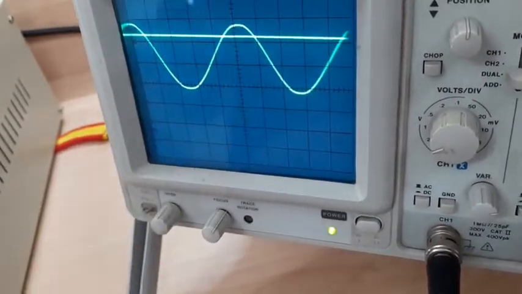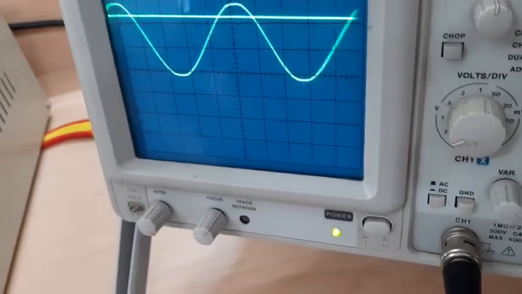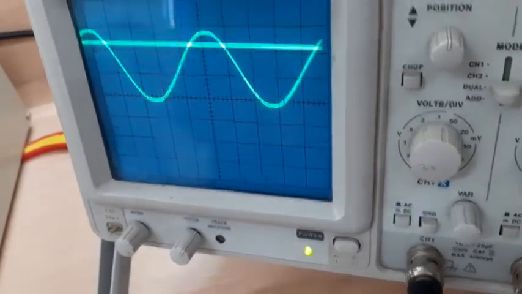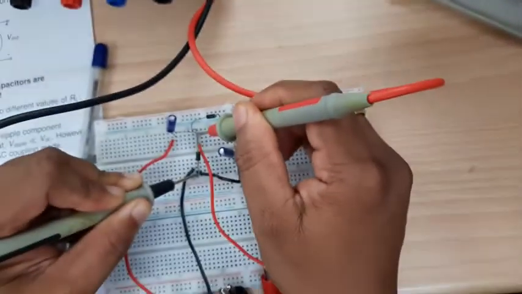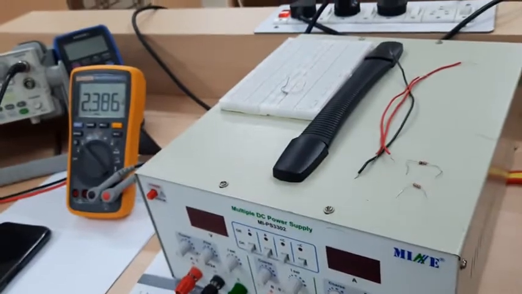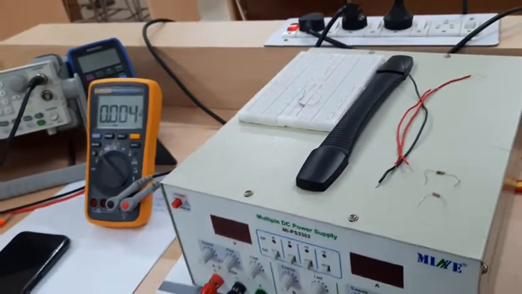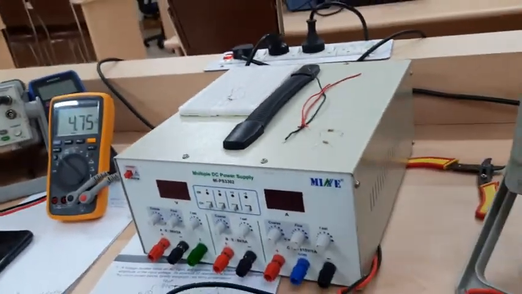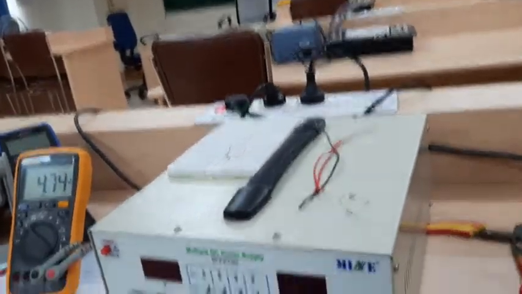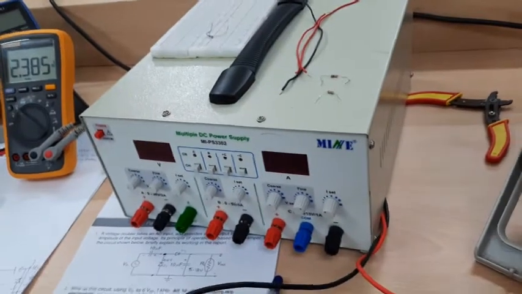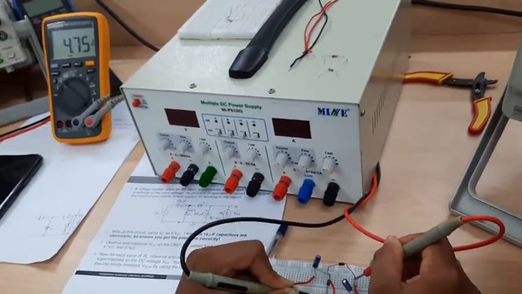Okay, in this case we will measure the DC voltage at the input and output side, and note it down. My voltage is now here 2.386 and the output is 4.75, double of this one. Okay, this is 2.38, this is 4.75.